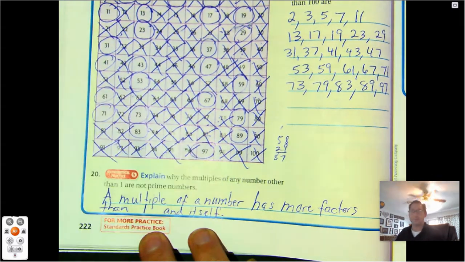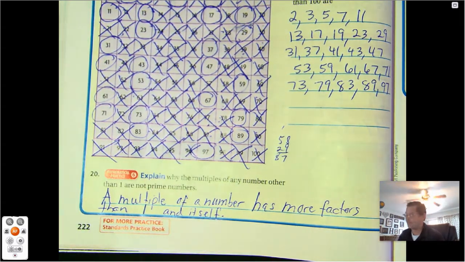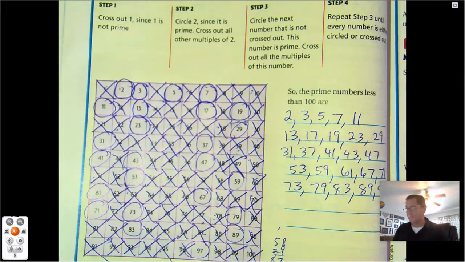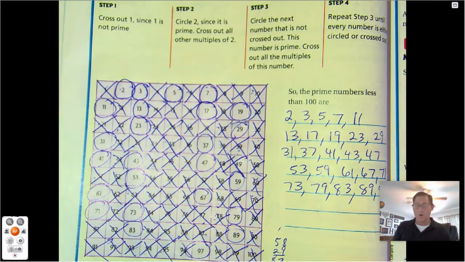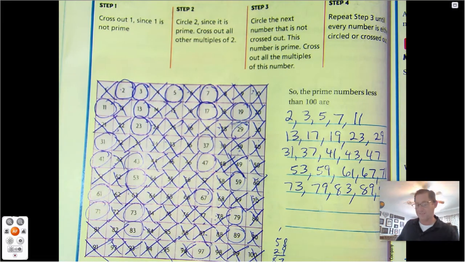So that's it for the concept of prime and composite numbers. Tomorrow we'll be working on number patterns, which can be fun. So until then, may the numbers always be in your favor.